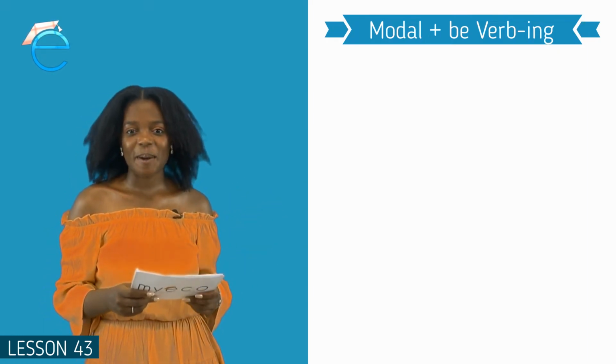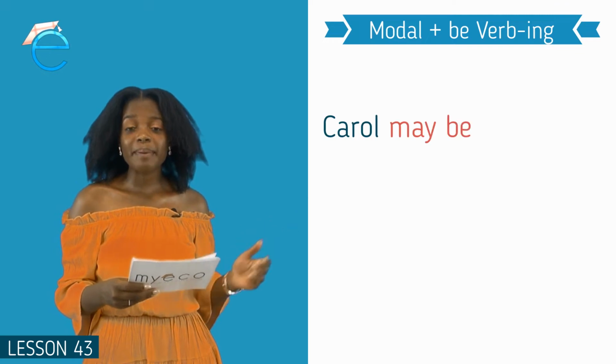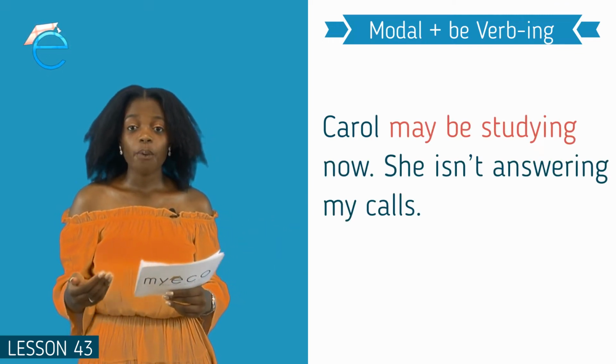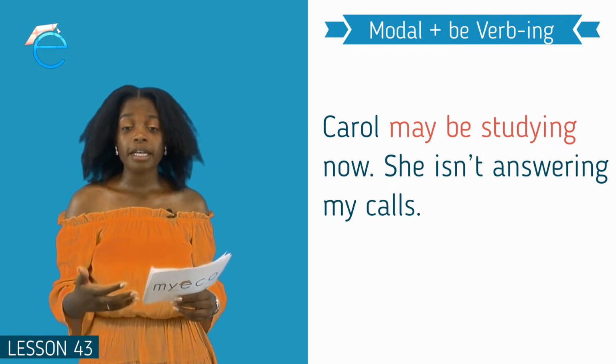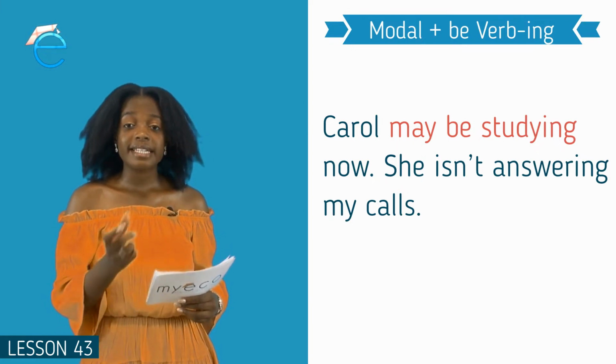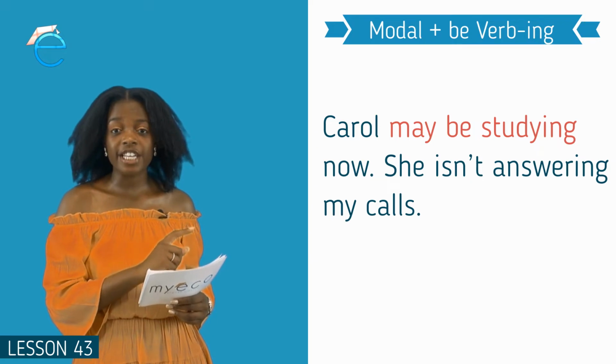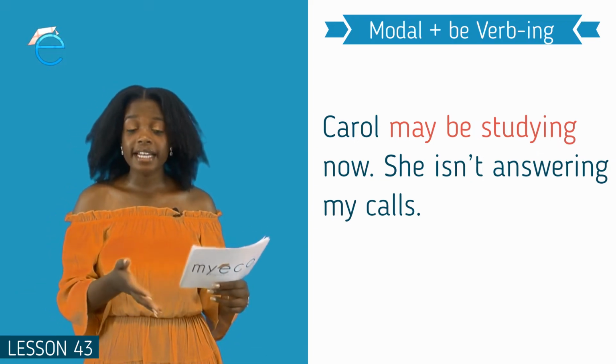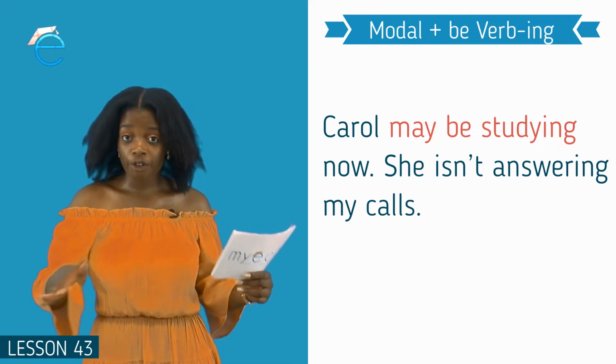Let's have a look at some examples. Carol may be studying now. She isn't answering my calls. Now we have may, which is our modal, be studying now. Studying is our verb that has the ing ending. This sentence shows us possibility. That is something that Carol could be doing right now.